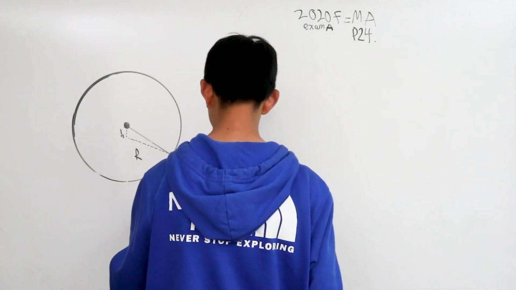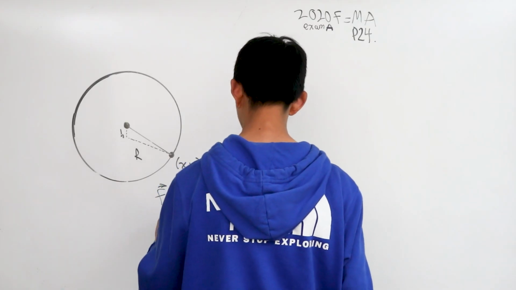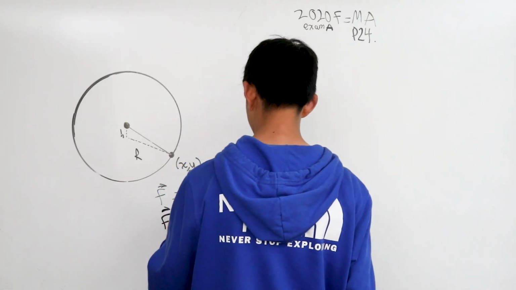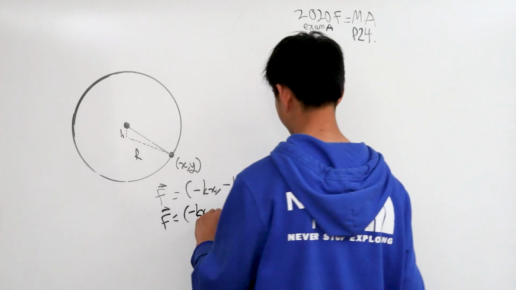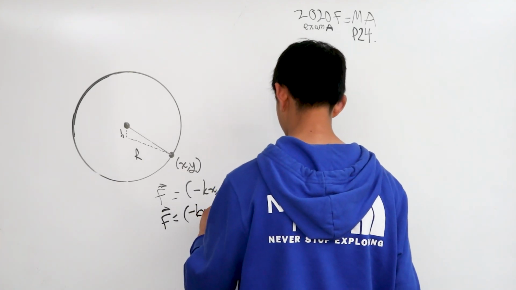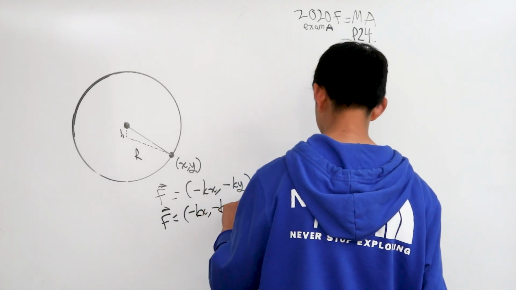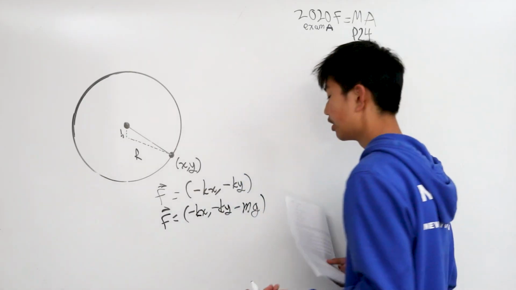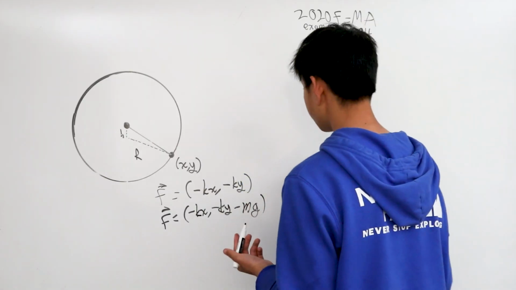But if you are under the influence of gravity, then the x component doesn't change, but the y component has to be subtracted by mg, mass times gravity. So therefore it does shift down.